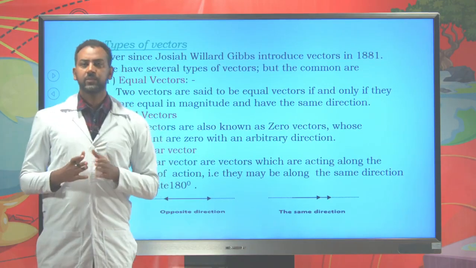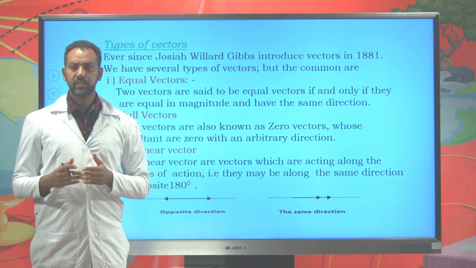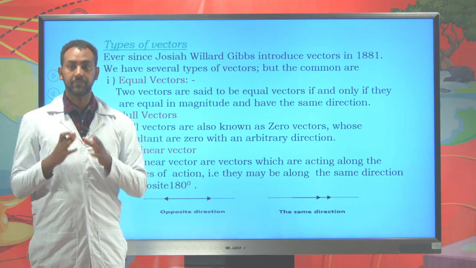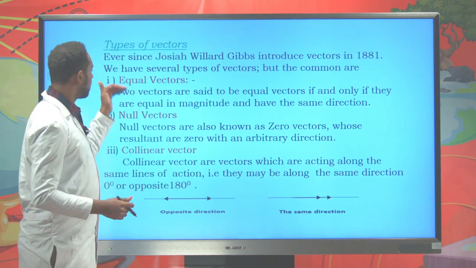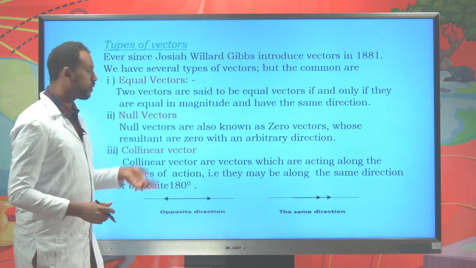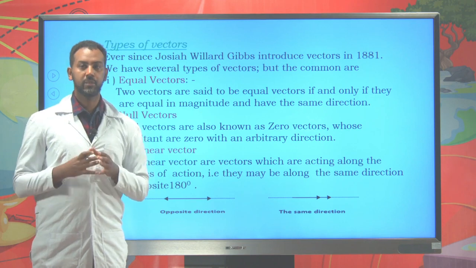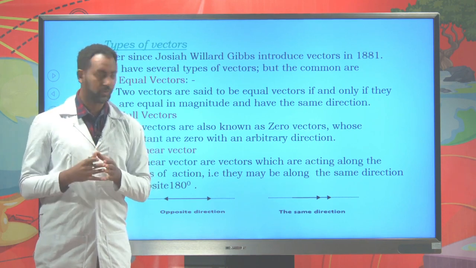Now let's classify the types of vectors. There are different types of vectors. Mainly in mathematics we have several vectors, but in physics we mainly focus on some of these, and these are equal vectors, null vector, collinear vectors, coplanar vectors, and unit vectors. These are the main vectors that we need to focus on.